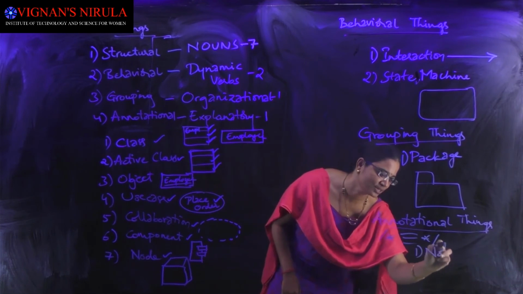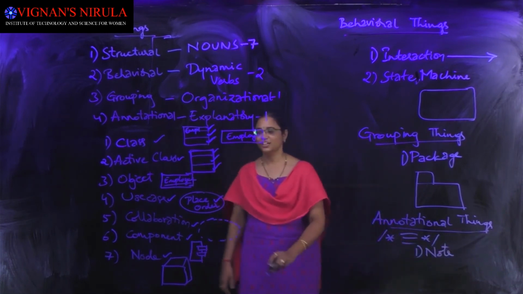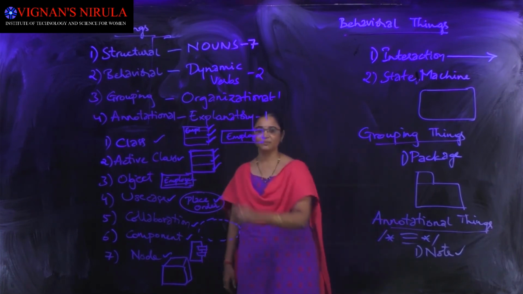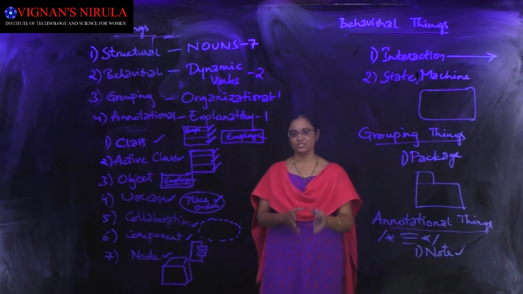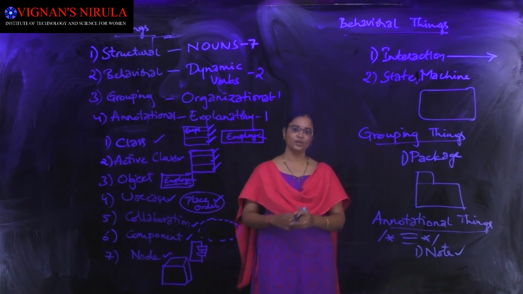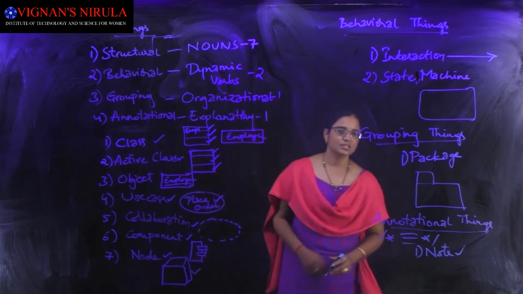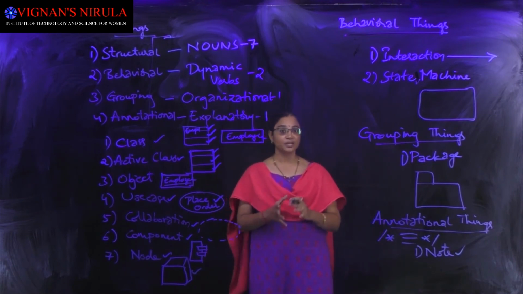Don't get confused. Here we have node and it is note. So be clear. A node is nothing but a physical element having some processing capability and memory, and graphically it is represented as a cube. Here this is note. A note is used to represent the explanatory parts of the UML.